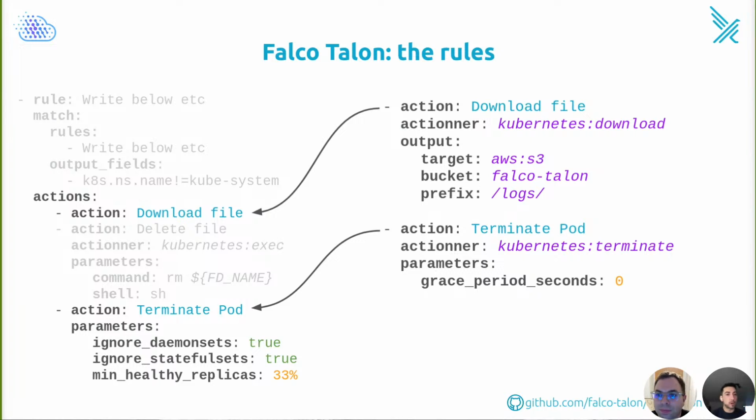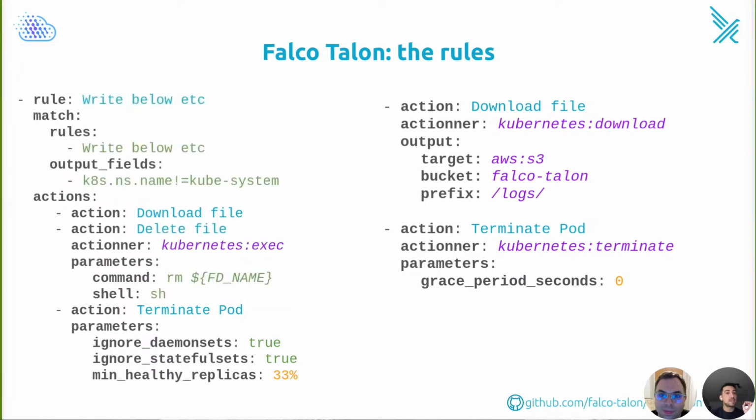Smart. So in that situation, we download the file, we have what we call an actioner. Actioners are out-of-the-box actions. The parameters, it should not be output, it should be parameter there. But no, it's okay, it's output, sorry. Output, we target S3, the bucket falco-talon, and with the prefix, so the folder in S3 will be /logs to download the file. It should be file. I changed the slides yesterday and I forgot that, sorry.